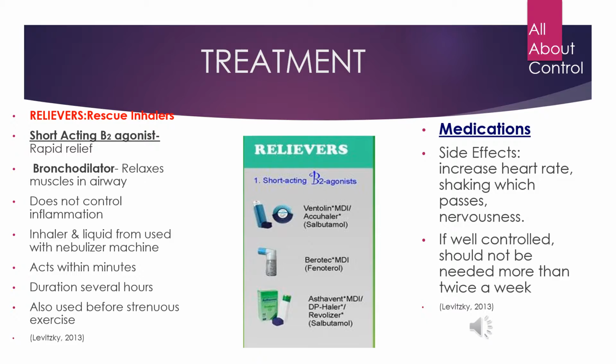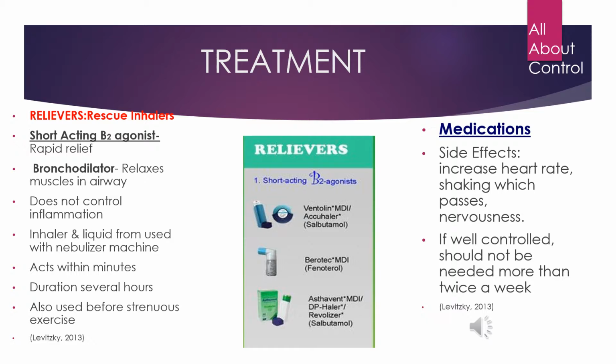So the bronchodilator relaxes the muscles in the airway. Remember, the trachea and the bronchioles are wrapped in that smooth muscle, and that starts to constrict and get tight. So the bronchodilator does not control inflammation. It only relaxes that muscle in the airway, opening that up so that air can move freely. It acts within minutes, and the duration is several hours, depending on how specific they are. Usually it's anywhere from 2 to 4 to 5 hours. It just depends on the medication, and you have to review that with your pharmacist.